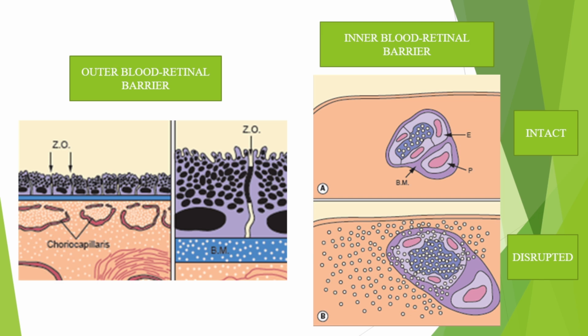The inner blood retinal barrier is formed by the tight junctions of the endothelial cells. If it is intact, it doesn't allow the bound and unbound molecules to pass through it. If it is disrupted, they pass into the extravascular space.